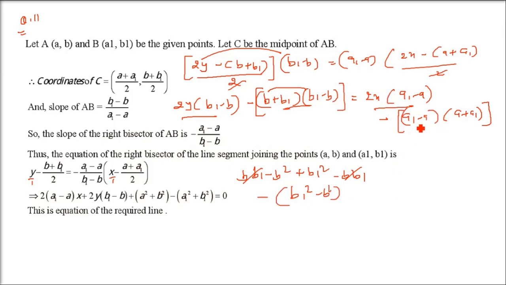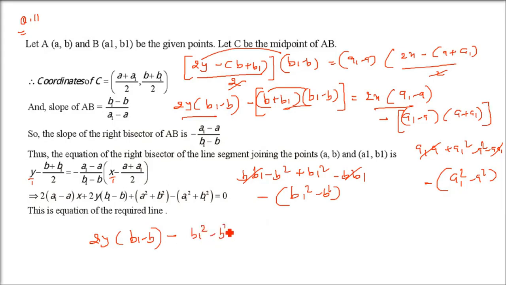Coming to this one, (a1 minus a) into (a plus a1) gives a1 square minus a square, and there is a negative also outside. So let us write it: 2y (b1 minus b) minus (b1 square minus b square), and 2x (a1 minus a) minus (a1 square minus a square).